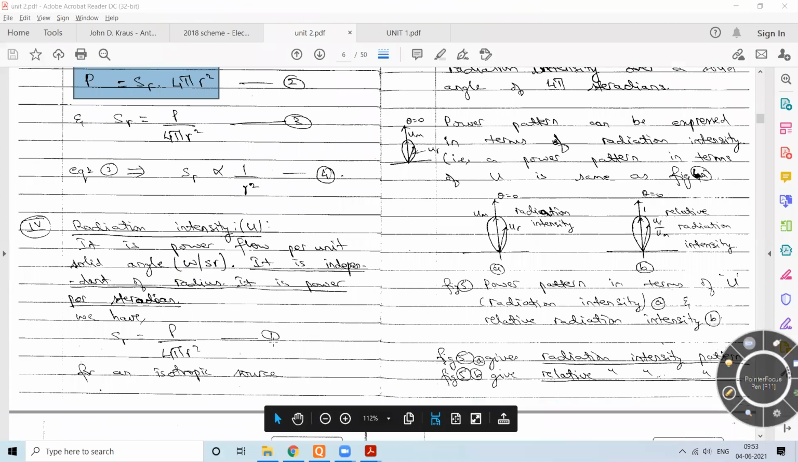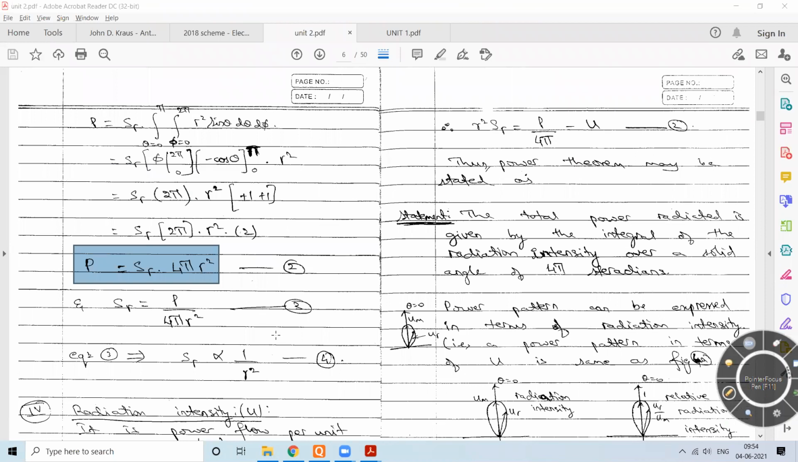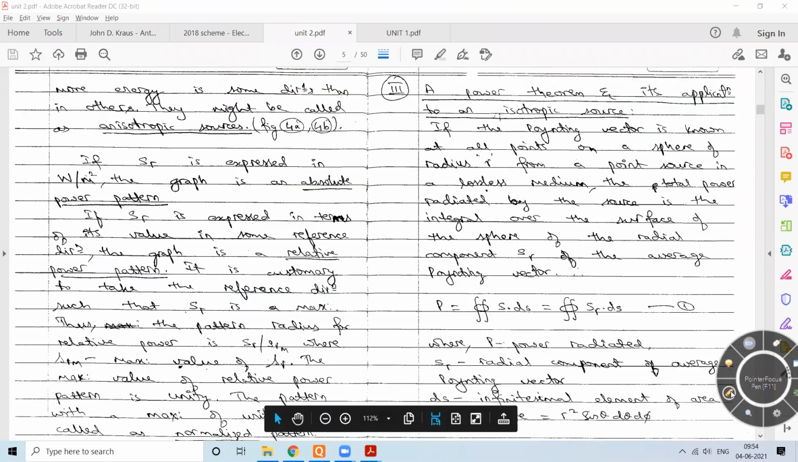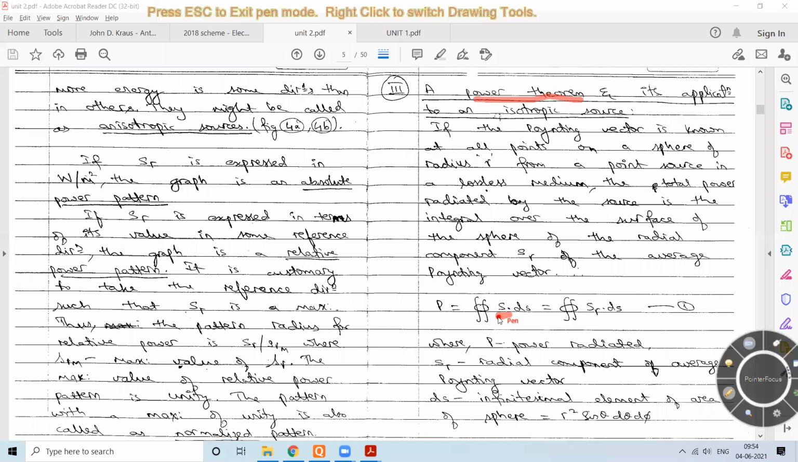So now, how do I apply the power theorem in terms of radiation intensity? There is a slight change in what we obtain. The definition remains the same, the power theorem. Here we had the power theorem in terms of the power density. Now we have to define the power theorem in terms of radiation intensity.